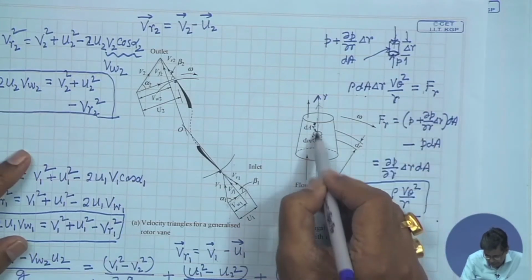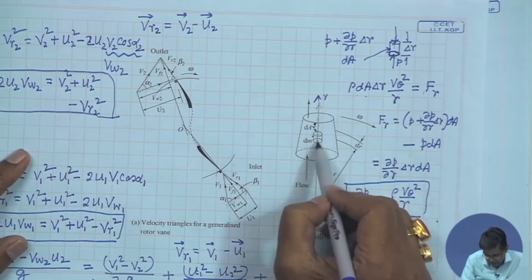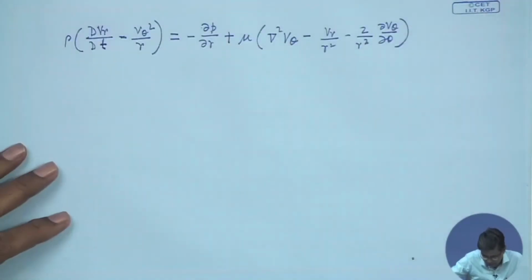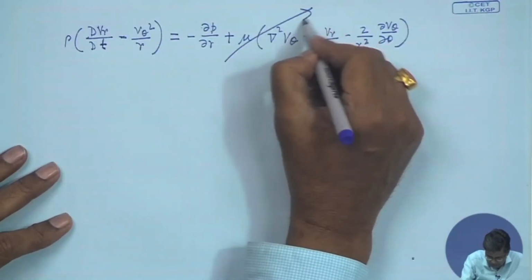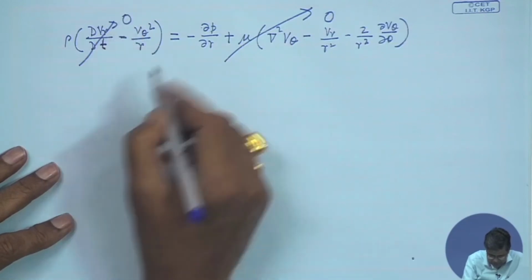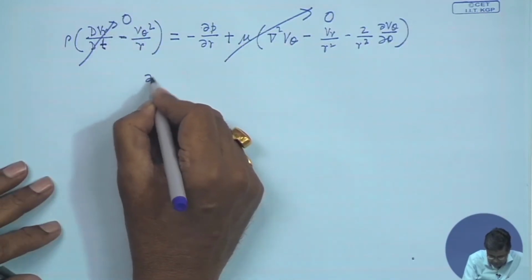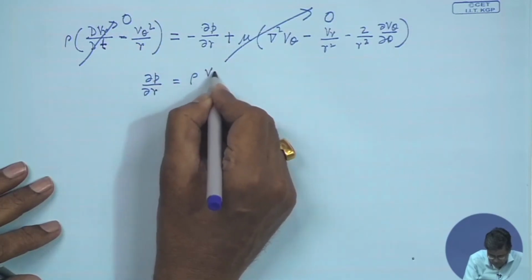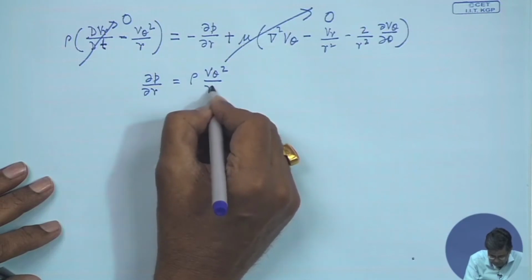So here we neglect the radial acceleration and at the same time we neglect any viscous force acting on this element. That means if we neglect the viscous force, that entire term is 0, and if we neglect the radial acceleration, you get the same thing: del P del r is rho v theta square by r.